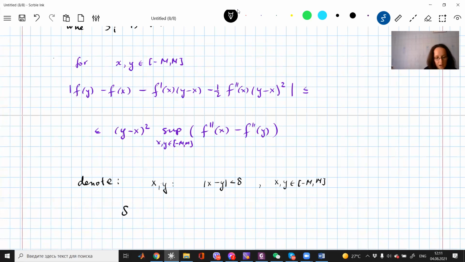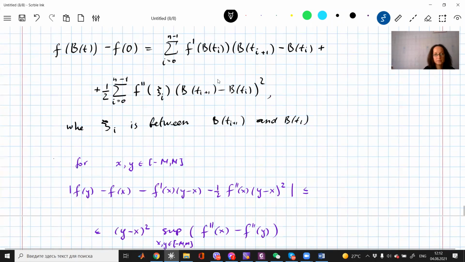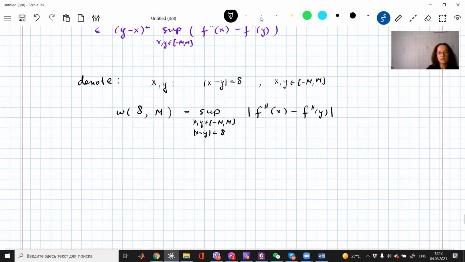I will denote by the letter omega, from this delta and the length of interval m, the supremum over x and y in the interval from minus m to m, at distance less than delta, of f double prime of x minus f double prime of y. So in this notation, how can we estimate the remaining term in our considered sum?